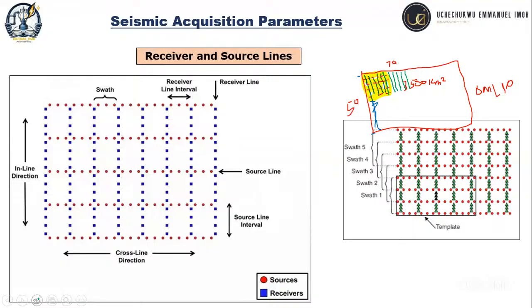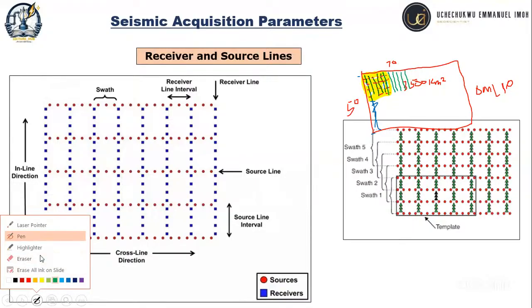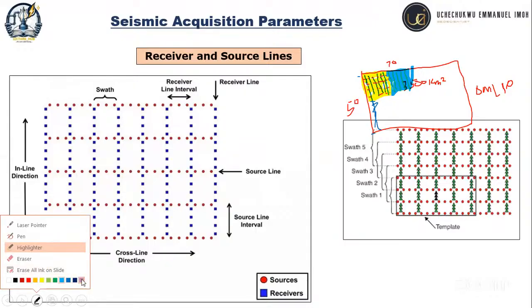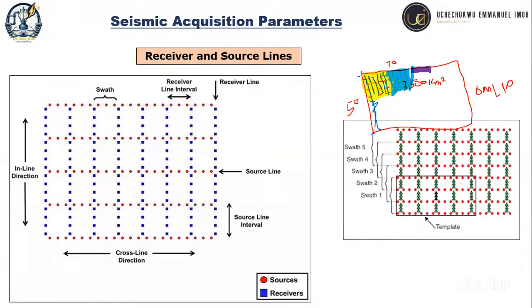So the second SWAT will now be termed, let me use another color. This will become your SWAT 2. This area becomes SWAT 2. Okay. And then so on and so forth. They continue the acquisition into SWAT 3 and all that. So they keep dividing the field into small units in order to be able to cover it.